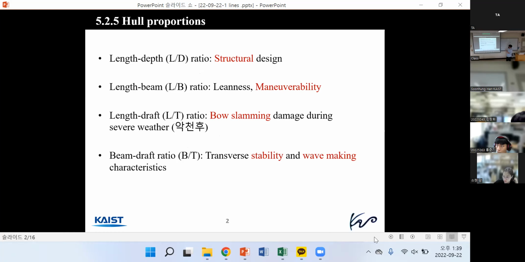The second one is the length-beam ratio. It means slenderness, and it is related to maneuverability. The third one is the length-draft ratio, L over T. It is related to slamming damage during severe weather in Korea. The final term is the beam-draft ratio, B over T, and it is related to transverse stability and wave-making characteristics.